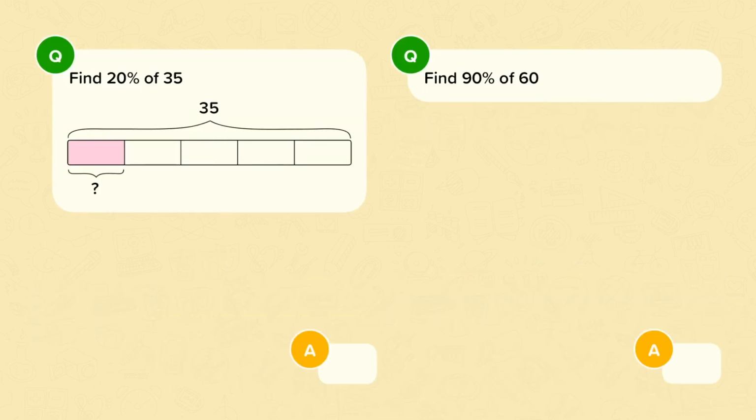Find 20% of 35. For this question, we've been given a bar model. We can see that 100% is 35, and we have split that into 5 equal parts to find 20%. So, to find 20% of 35, we need to divide 35 by 5. 35 divided by 5 equals 7. So each of these equal parts is worth 7. We can see that 20% of 35 is 7.